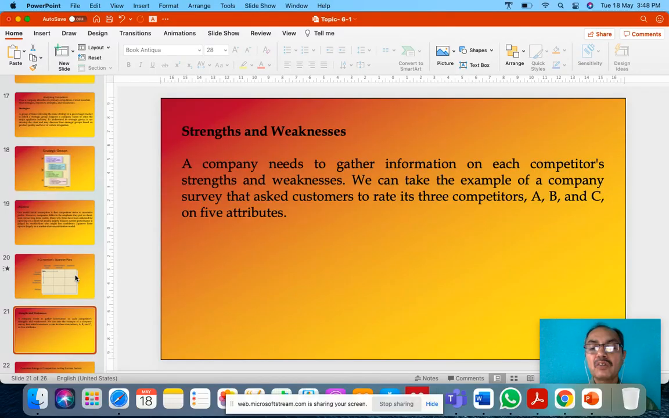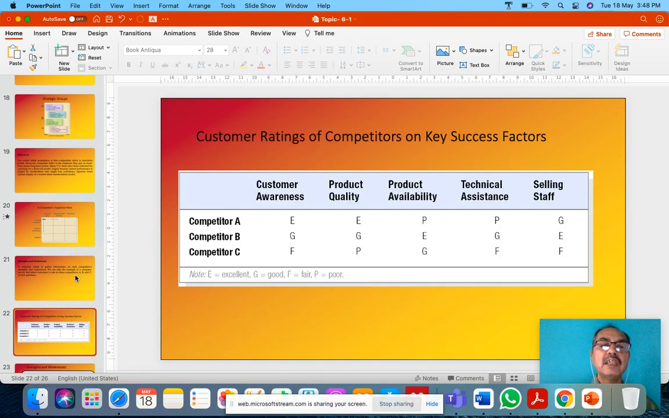We can also look at strengths and weaknesses. A company needs to gather information on each competitor's strengths and weaknesses. We can take the example of a company survey that asks customers to rate its three competitors, A, B, and C, on 5 attributes. Here we can see customer ratings of competitors on key success factors. There are three competitors, A, B, and C, and 5 attributes: customer awareness, product quality, product availability, technical assistance, and selling staff.